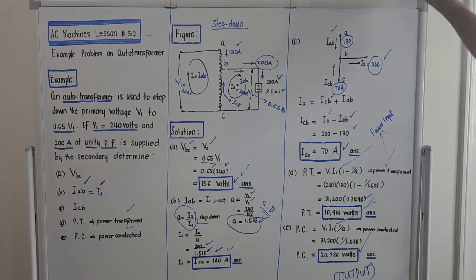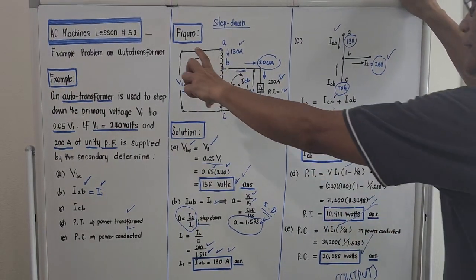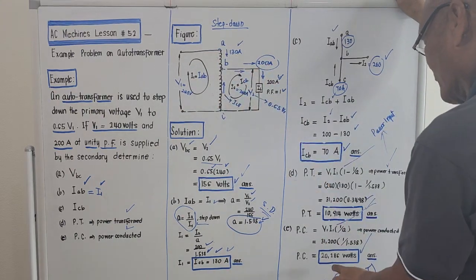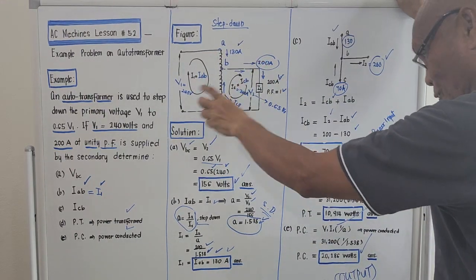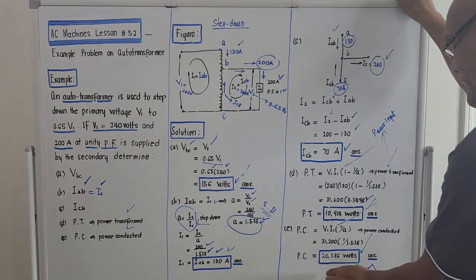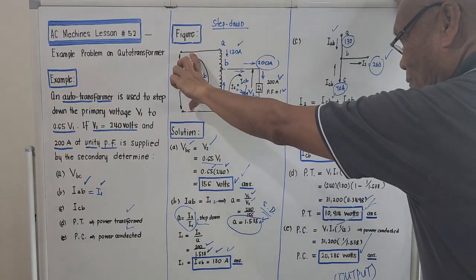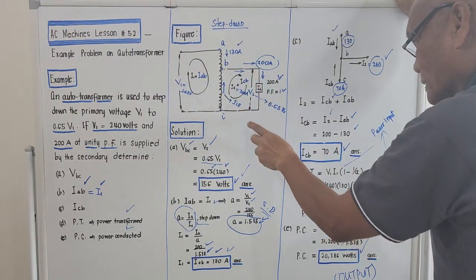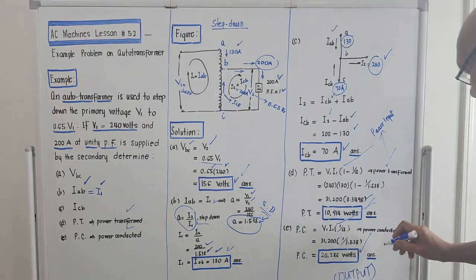Right? So meaning to say, we applied 31,200 there. What comes out here is 20,286 for the given problem. Right? It should be less than. Okay? This is the power input, 31,200. What comes out, power conducted, will be 20,286 watts.